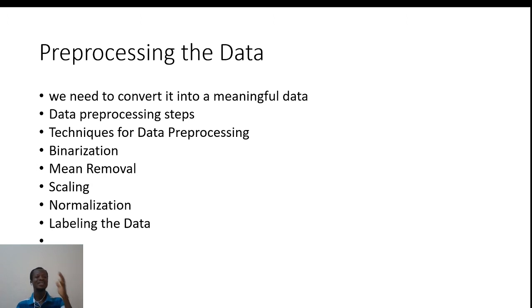Now, pre-processing the data: we need to convert it into meaningful data, and data pre-processing steps should be followed. Techniques for data pre-processing include binarization, mean removal, scaling, and normalization. Then we can get to labeling the data, which also relates to being able to train the data. Data that goes to the computer has to be numerical. It's very important. All these pre-processing steps mean that we are converting data into a form that can be used.